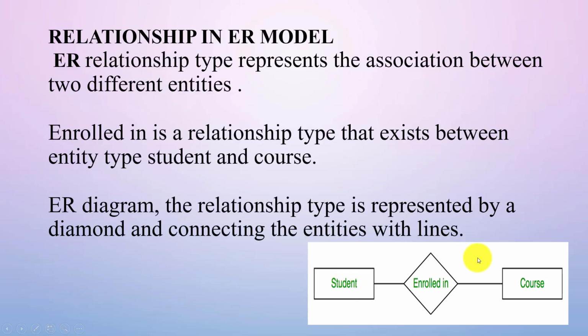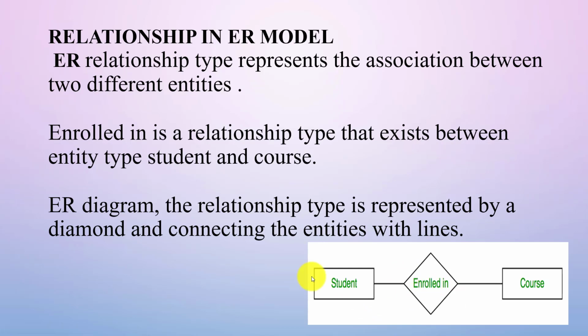Now let's consider one more diagram, a small ER diagram with student and course. Student is one entity and course is another entity. This relationship has only two entity sets, so we can refer to it as binary. Now let's understand the formal definition of relationship. An ER relationship type represents the association between different entities. Student and course have an association between these two entities, called a relationship. Enroll is a relationship type that exists between student and course. A student can enroll in a course, so enroll becomes the relationship.